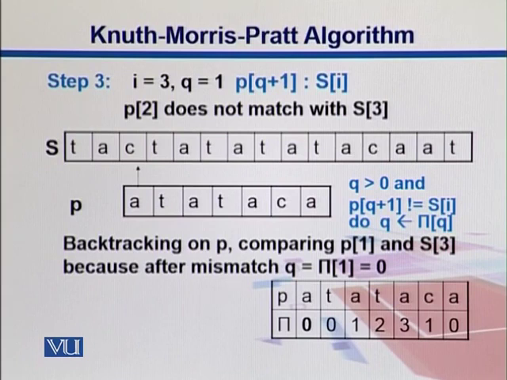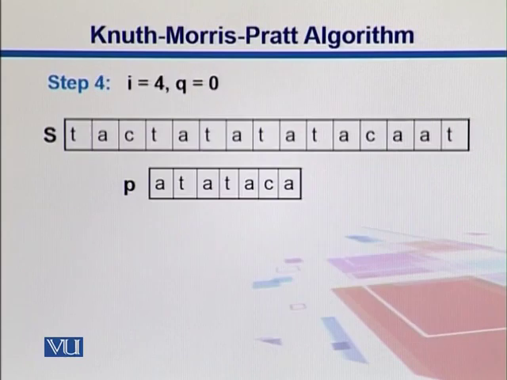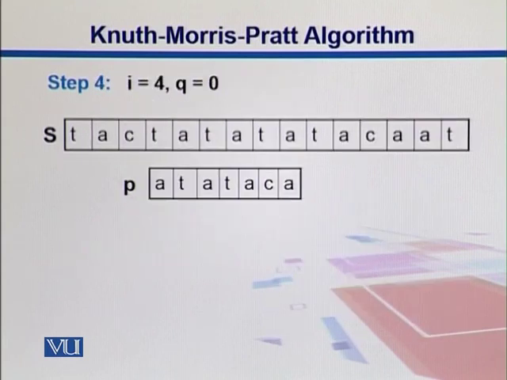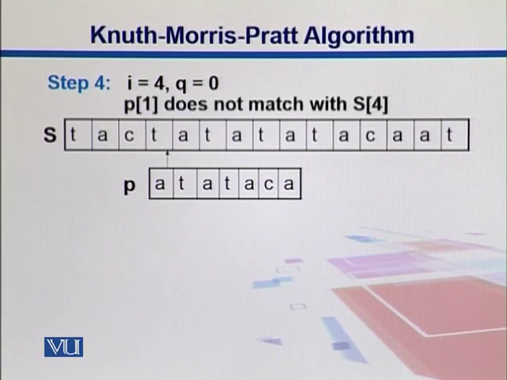Again a mismatch. So what to do next? Do the same. So here i is equal to 4. In the previous step, we saw that q was reset with the pi of q. So at that time, now our q becomes 0 again for the next step, which is right here in step 4. So i is equal to 4, q is equal to 0.